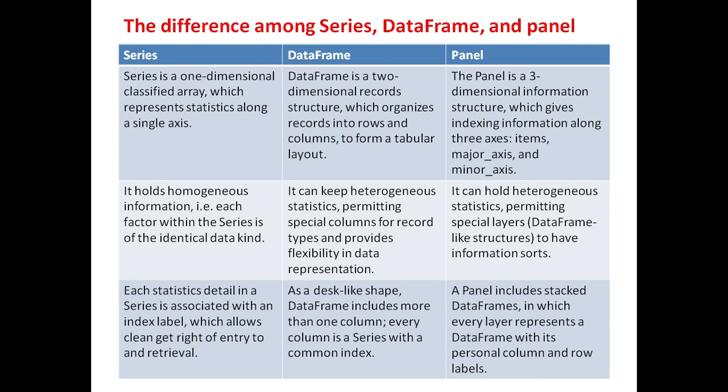The differences among series, data frame and panel are: series is a one-dimensional labeled array which represents statistics along a single axis. Data frame is a two-dimensional record structure which organizes records into rows and columns. And panel is a three-dimensional data structure which gives indexing information along 3 axes, that is items, major axis and minor axis.